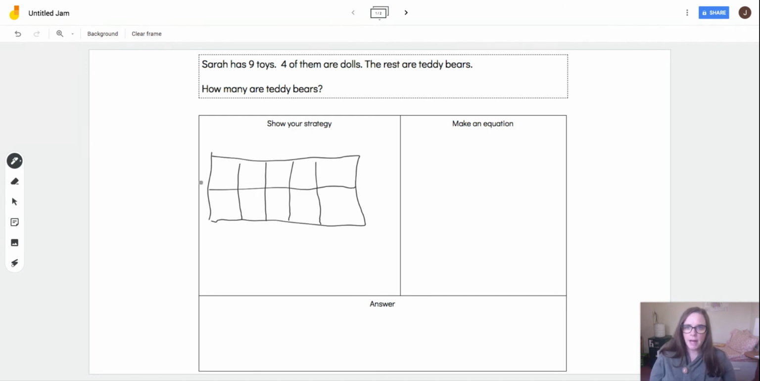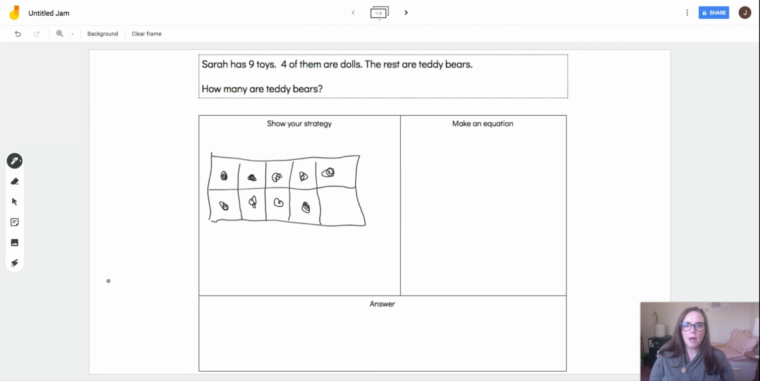So I have a 10 frame here. I'm going to double check that I have 10 boxes. 1, 2, 3, 4, 5, 6, 7, 8, 9, 10. Okay, I have 10 boxes. Sarah has 9 toys. I'm going to fill this in with her 9 toys. 1, 2, 3, 4, 5, 6, 7, 8, 9. Okay, so that shows her 9 toys.